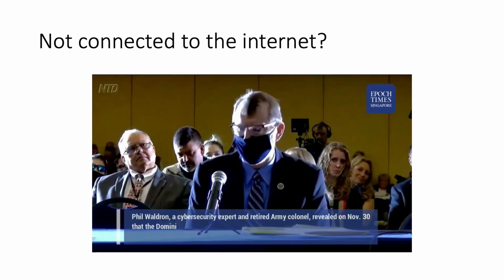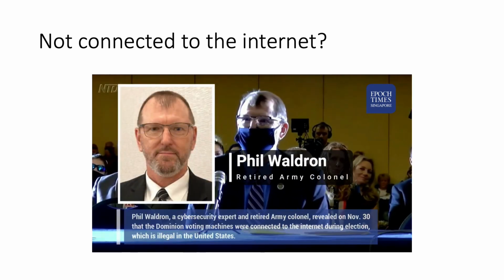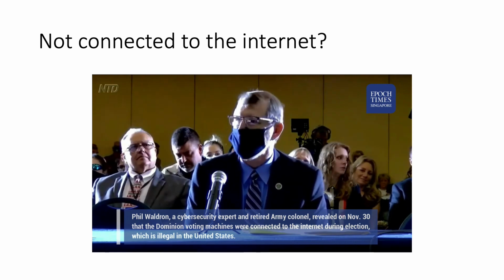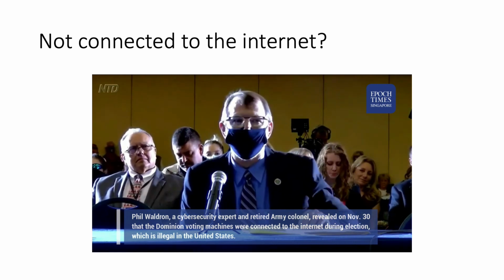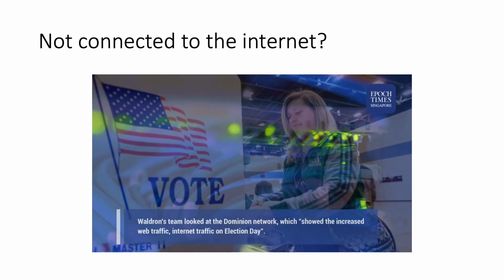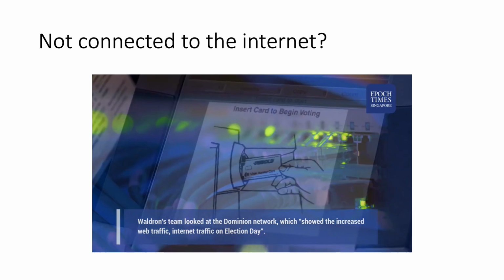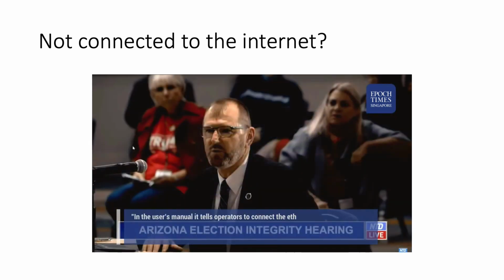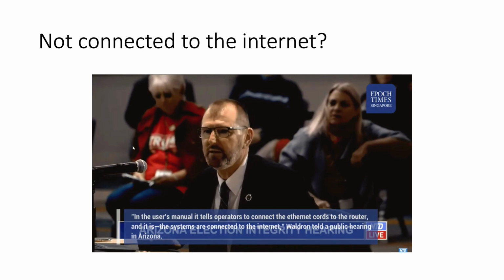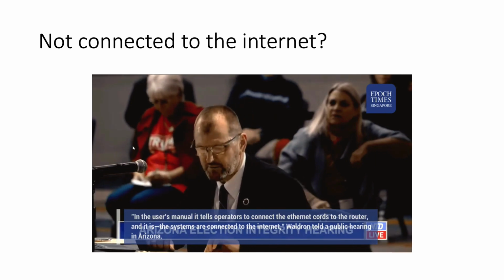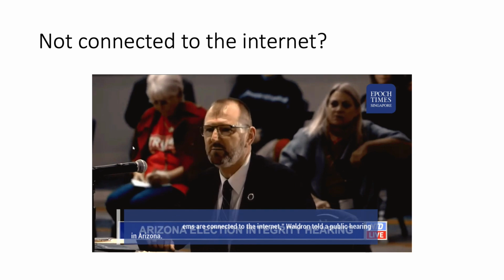Phil Waldron, a cybersecurity expert and retired Army colonel, revealed on November 30th that the Dominion voting machines were connected to the internet during the election, which is illegal in the United States. Waldron's team looked at the Dominion network, which showed increased internet traffic on election day. In the user's manual, it tells operators to connect the Ethernet cords to the router, and the systems are connected to the internet, Waldron told a public hearing in Arizona.